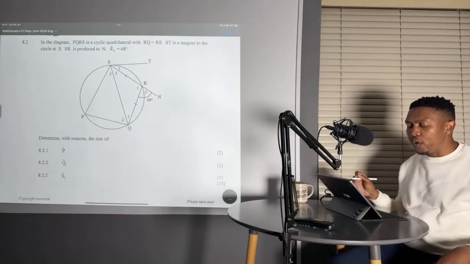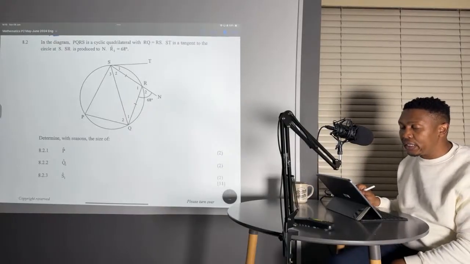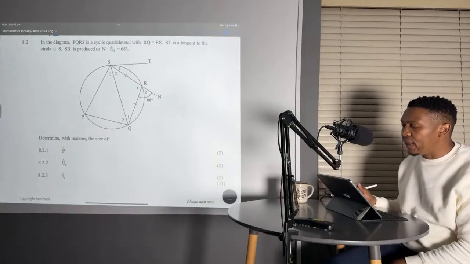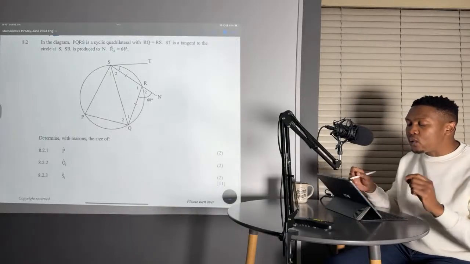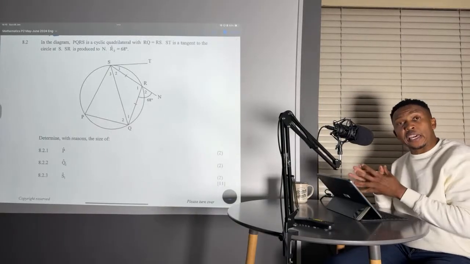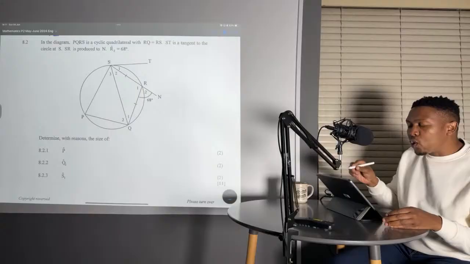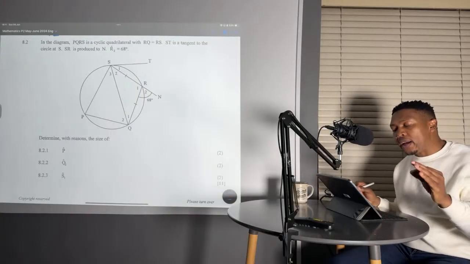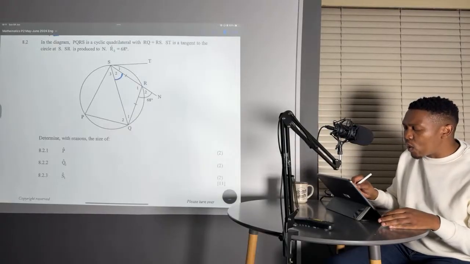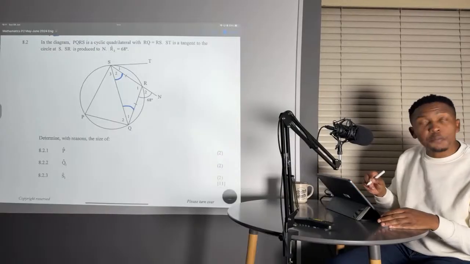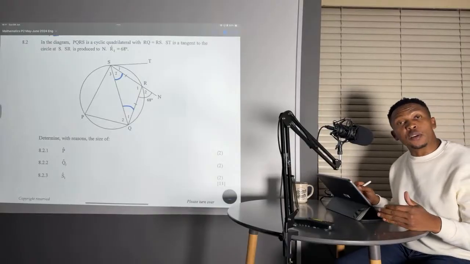So 8.2, they say to us in the diagram, PQRS is a cyclic quadrilateral, and they tell us that RQ is equal to RS. Now please guys, as soon as you've got lines that are equal, firstly indicate it if it's not in the diagram, right? But what does that help me with? It automatically means that triangle RSQ is therefore an isosceles triangle, right? So what does that mean? It means that Q1 must be equal to S2. Those are angles opposite equal sides, right?